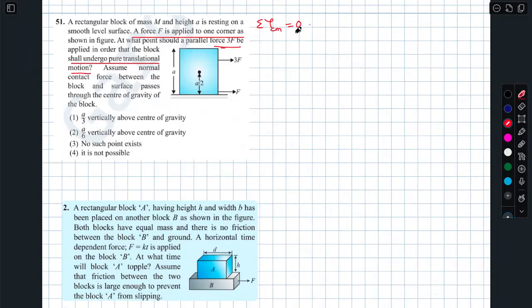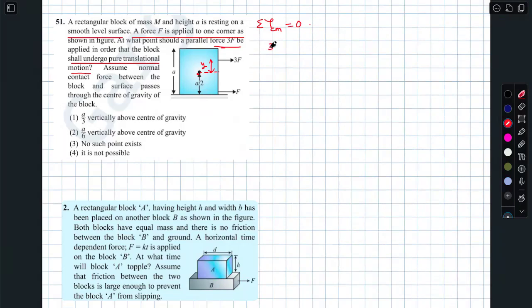You are asking what point? For example, you take this as some y. Now, about this point, what are the different torques? Is it smooth? Yes. Thank God, no friction. So the normal reaction will pass through the center.